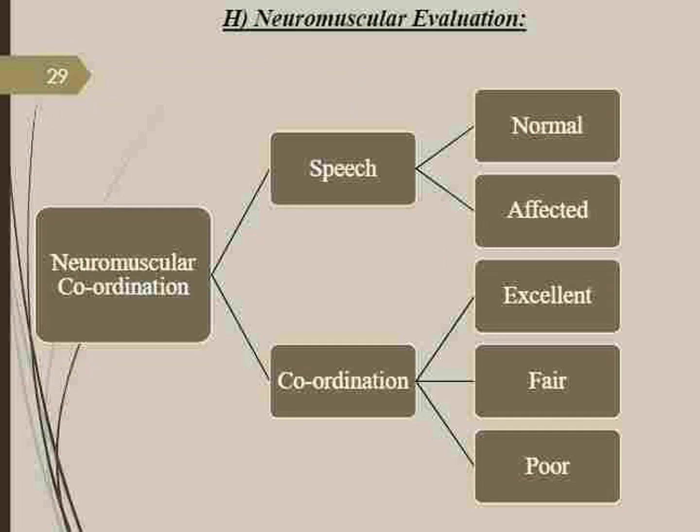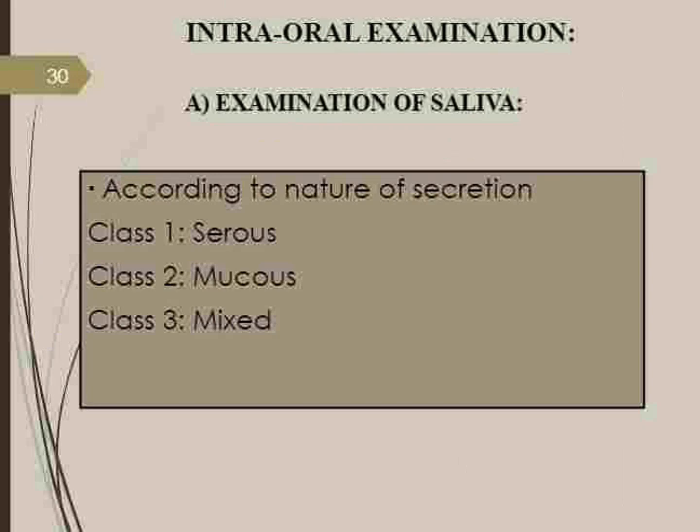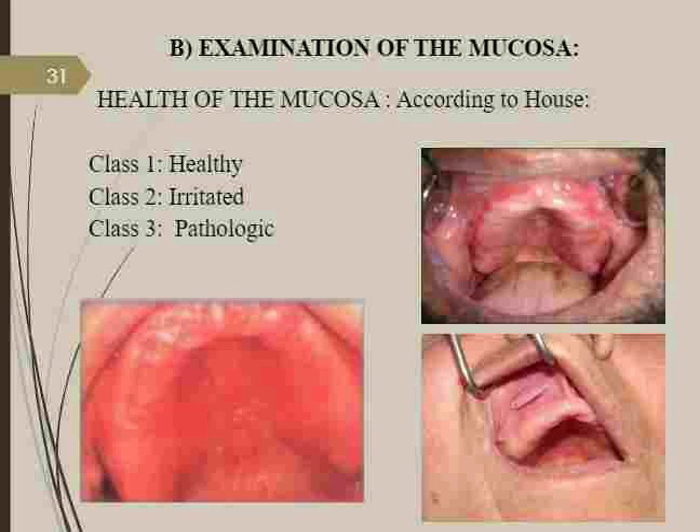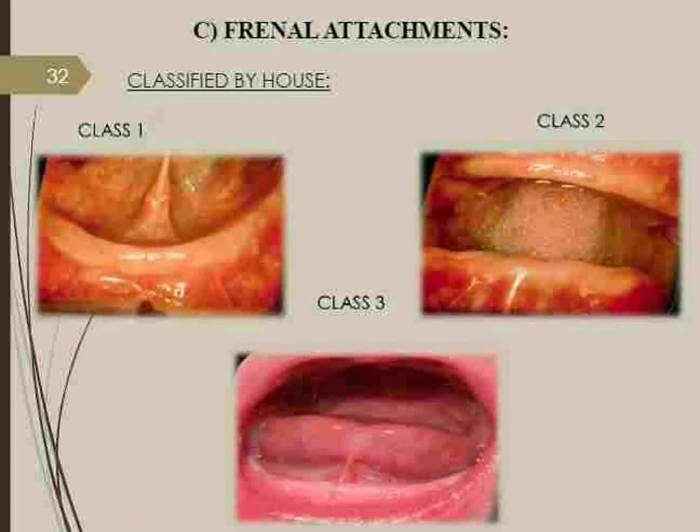Neuromuscular coordination is very, very important to be studied because it can affect the speech, and the neuromuscular coordination is important for recording of jaw relation. In intraoral examination, we examine the saliva, the consistency of saliva, because serous and mixed is preferred over mucus, because mucus saliva increases the hydrostatic pressure and holds a tendency to displace the prosthesis. We examine the mucosa to find out whether it is healthy, or if there is any underlying pathology, it has to be treated before we start with the making of the prosthesis.